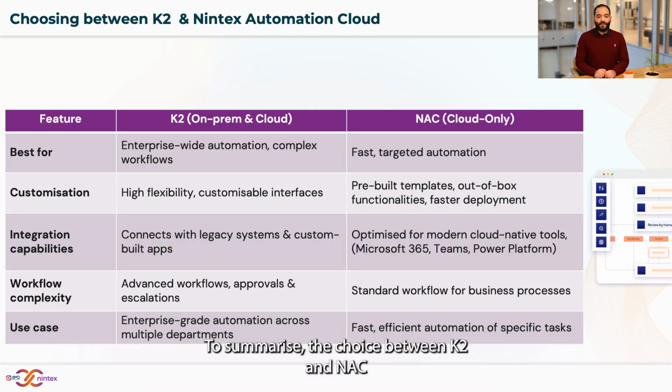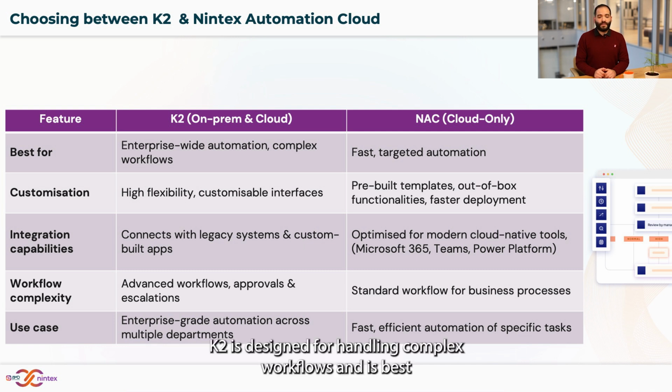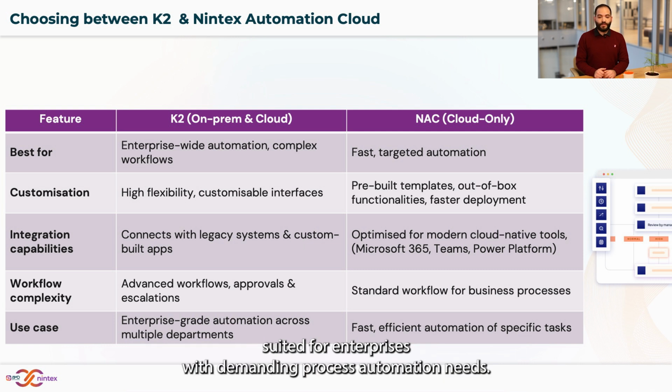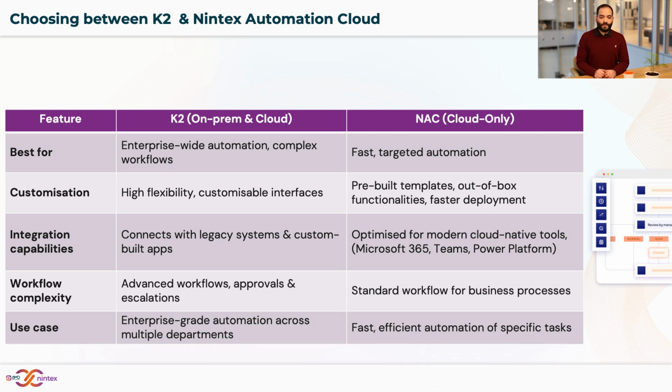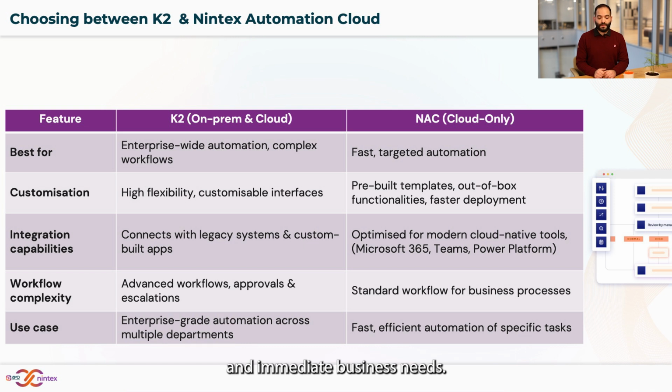To summarize, the choice between K2 and NAC largely depends on how you intend to use your automation platform. K2 is designed for handling complex workflows and is best suited for enterprises with demanding process automation needs. Nintex Automation Cloud, on the other hand, is ideal for quick, targeted automation, focusing on specific tasks and immediate business needs.